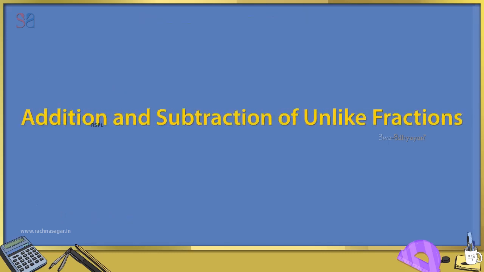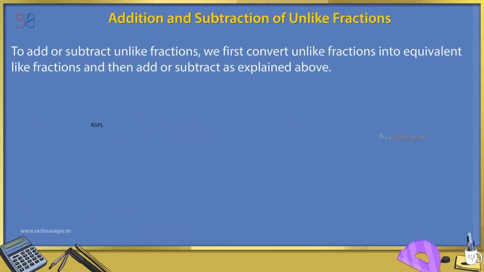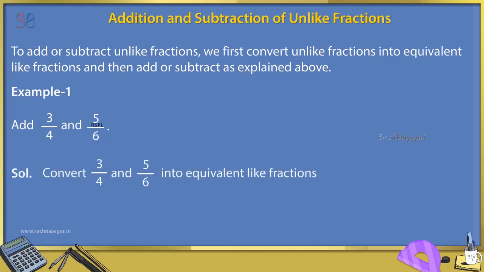Addition and subtraction of unlike fractions. To add or subtract unlike fractions, we first convert unlike fractions into equivalent like fractions and then add or subtract as explained above. Example 1. Add 3/4 and 5/6. Solution: convert 3/4 and 5/6 into equivalent like fractions. LCM of 4 and 6 is equal to 12.